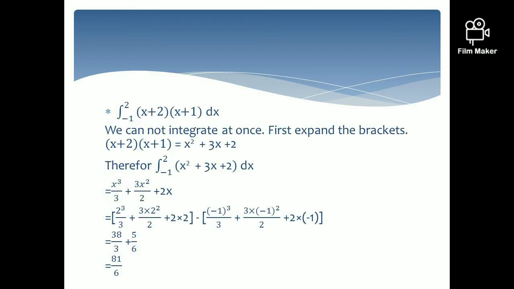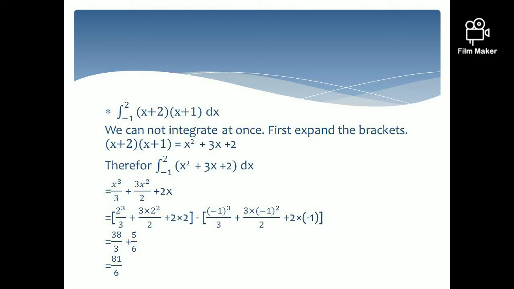Our next question is to integrate from 2 to minus 1, x plus 2 times x plus 1 dx. Here we cannot integrate this question at once. First, what we need to do is expand the bracket. If you expand x plus 2 times x plus 1, you receive the answer x squared plus 3x plus 2.